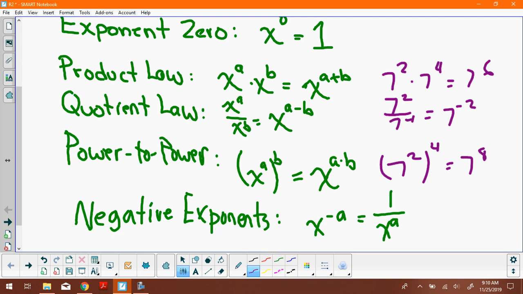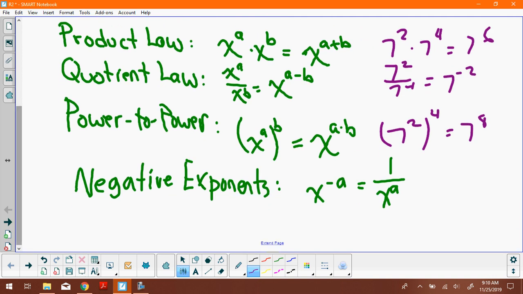Okay, and our last one is how to deal with a negative exponent. So if you see something with a negative, like above there, I had 7 to the -2. A way you can simplify that is it becomes 1 over 7 squared. Okay, so those are those 5 exponent rules. Again, this might be a good place to pause the video, make sure everyone got that written down, and then we'll go on to the next thing.